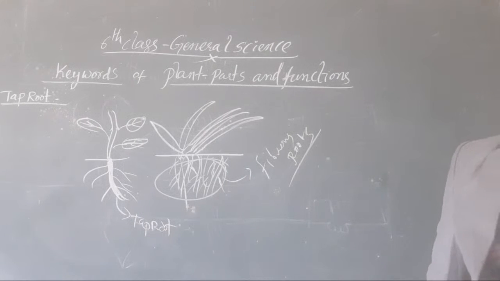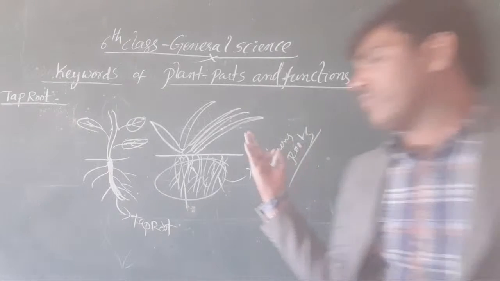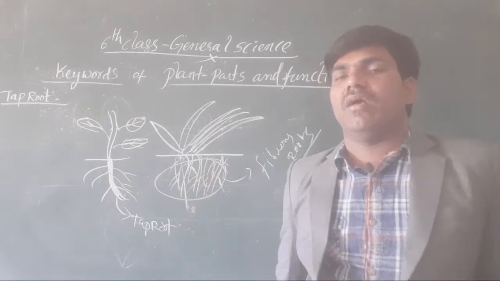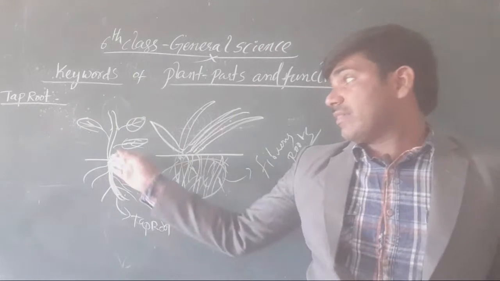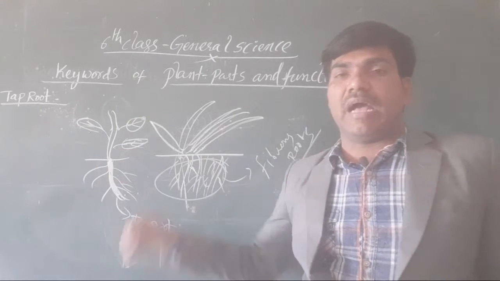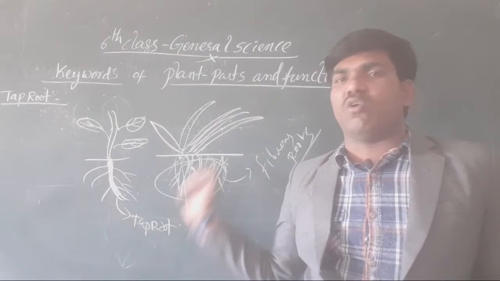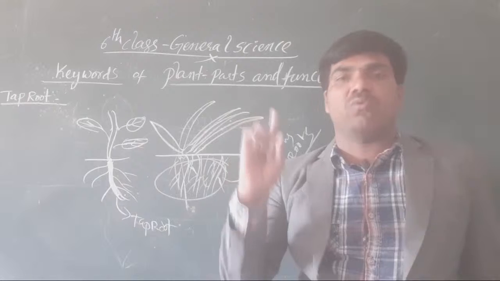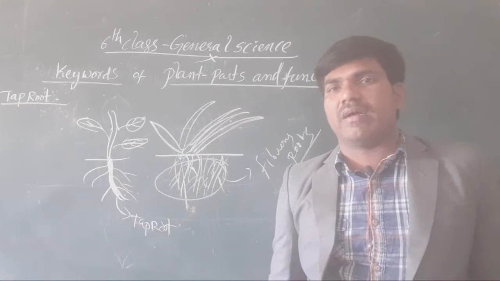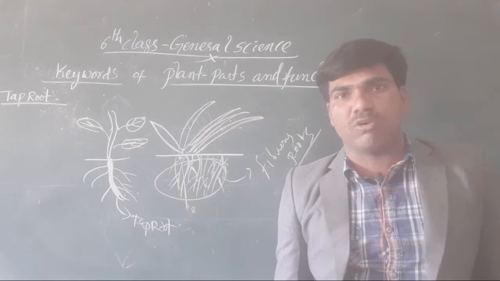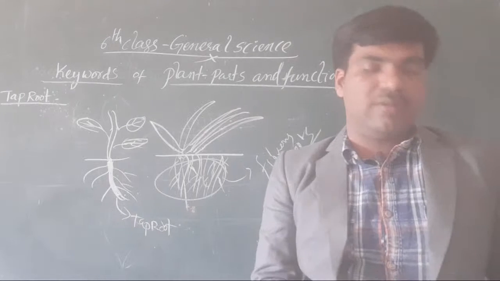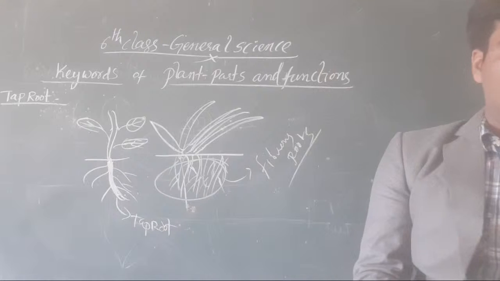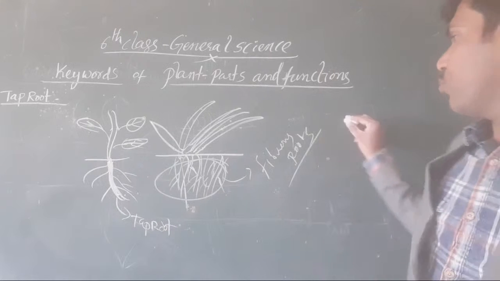I hope you got it. The hair-like roots coming from the plant are called fibrous roots. There is a thick portion as a main root in the tap root system. There is no main root in the fibrous roots, but in this one there is one main root, that is called the tap root. I hope you got it. Then next, coming to the petiole. Next we come to our leaf.